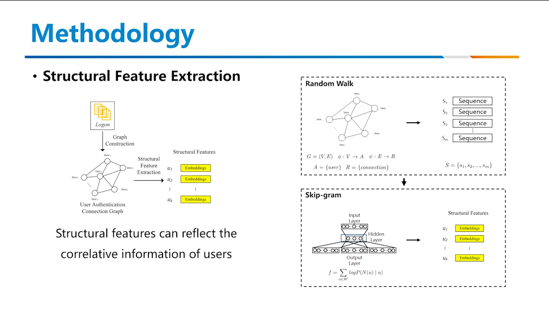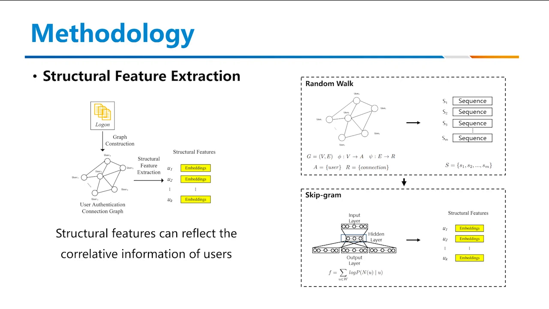Structural features can reflect the qualitative information of users. Structural feature extraction can be divided into two steps: graph construction and graph embedding. The first step is to construct a user authentication connection graph based on the user's authentication logs. The correlative information of users is represented by the edges of the graph.